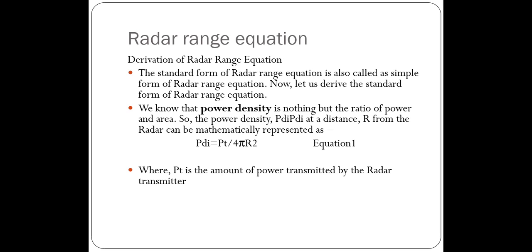Free space basically indicates that there are no obstacles between the radar antenna and target. Also, the free space medium is transparent, that is, no absorption of electromagnetic waves, and homogeneous with respect to the refractive index at the radar frequency.